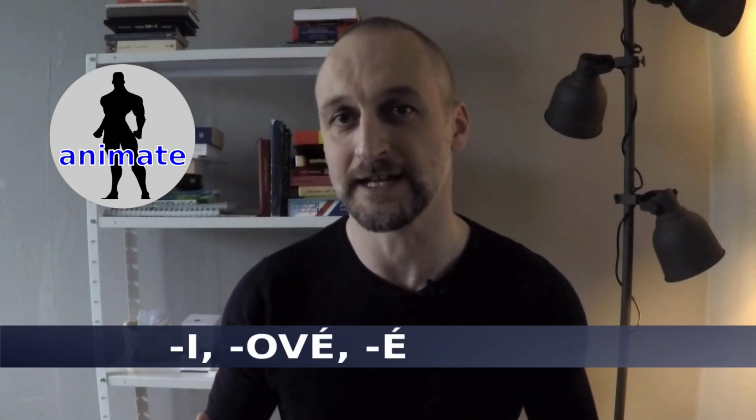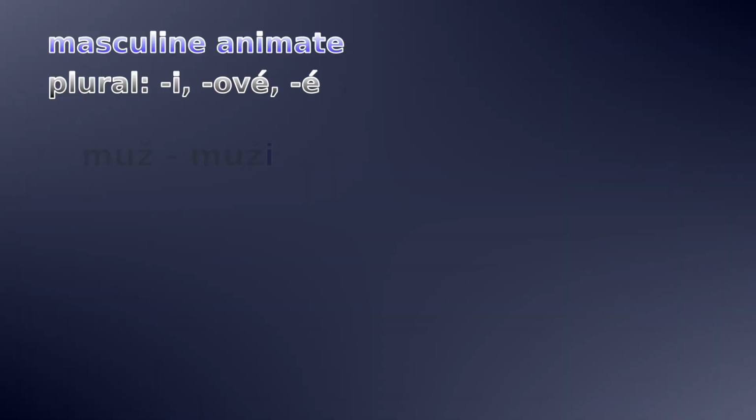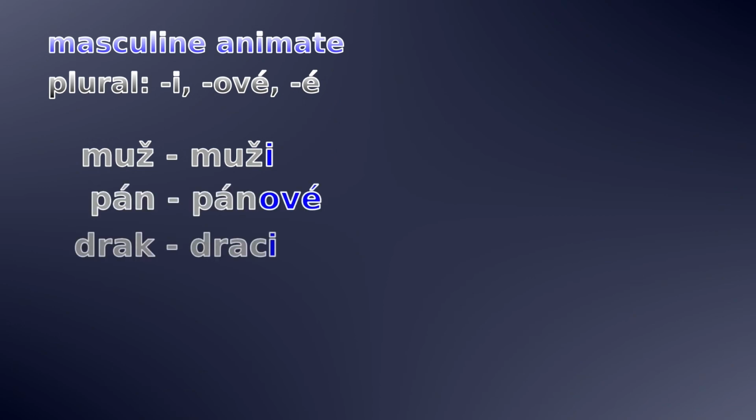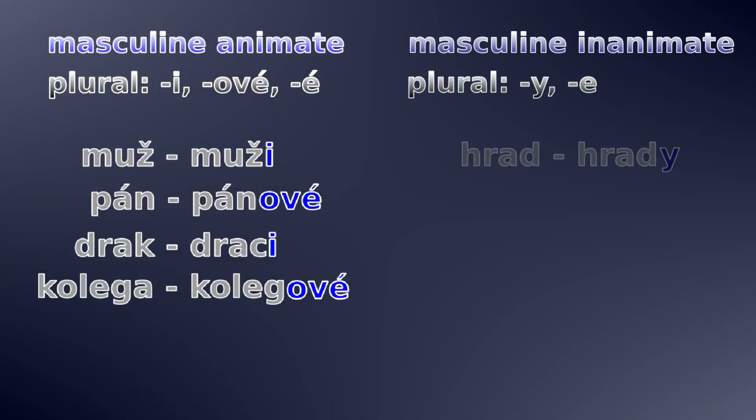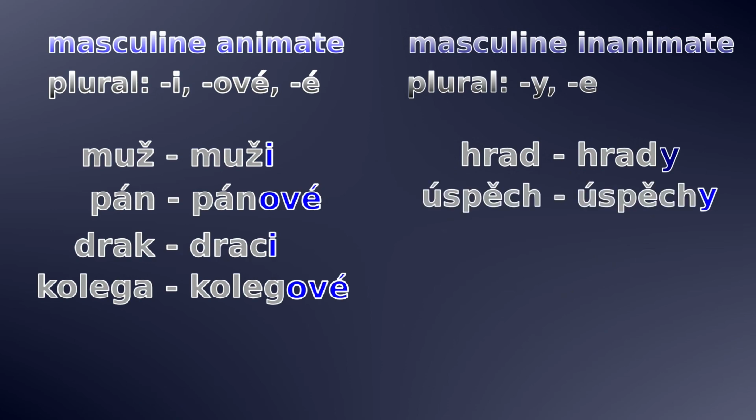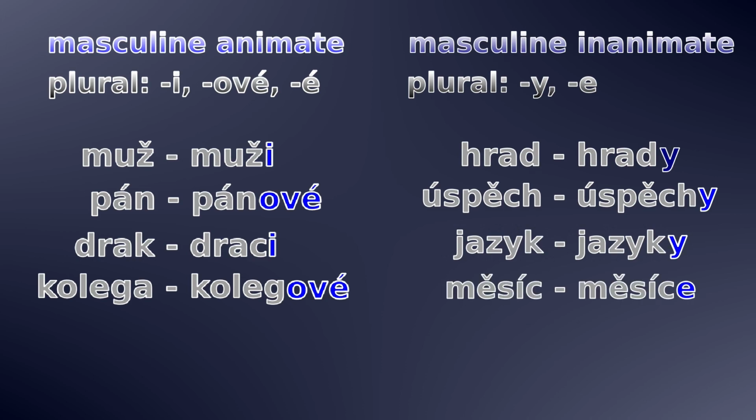And here the difference between animate and inanimate masculine nouns probably is the most visible, because in plural the animate masculine nouns most of the time take suffixes i, ové, and e. So, for example, muž and muži, pán, pánové, drak, draci, kolega, kolegové. And most inanimate masculine nouns take, in plural, suffixes y, e. For example, hrad, hrady, úspěch, úspěchy, jazyk, jazyky, měsíc, měsíce.